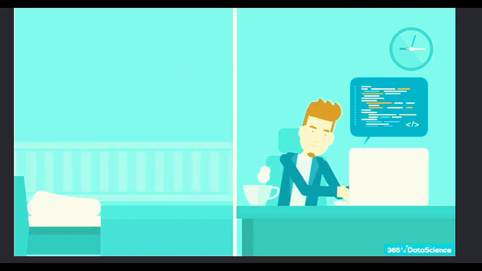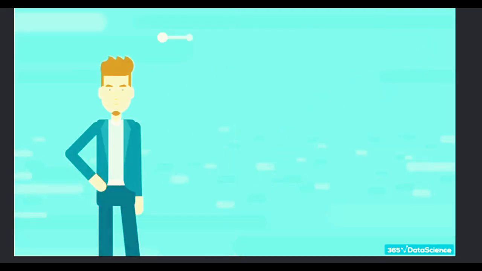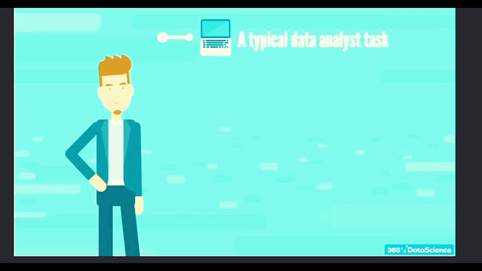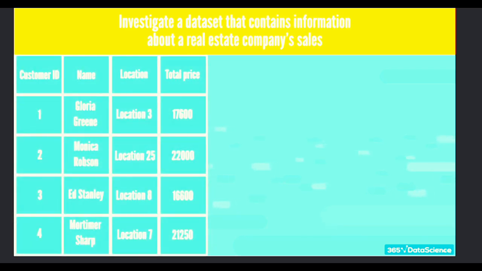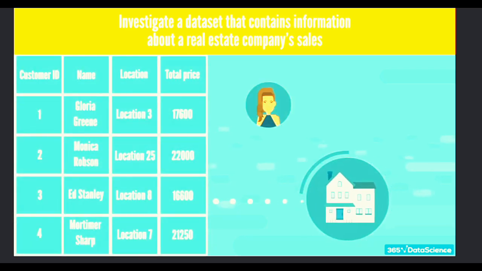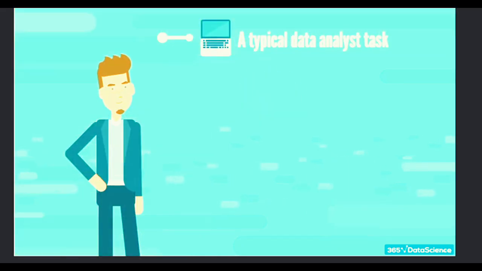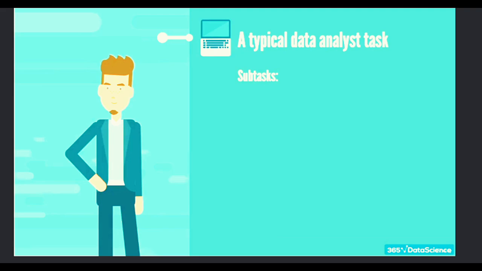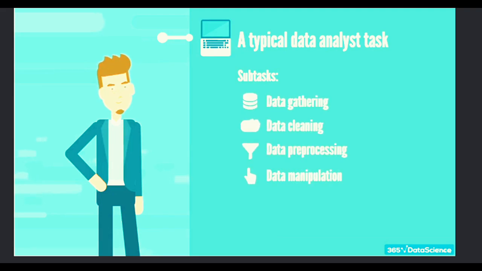In this first lesson, I'll be happy to give you a short overview of a typical data analyst task that also resonates with our course outline. Suppose you are assigned to investigate a dataset that contains information about a real estate company's sales. There's data about properties and the customers that have purchased some of these properties. As a data analyst, you will generally have several major subtasks: gather the data, clean the data, pre-process it, manipulate the data, create meaningful visualizations, and interpret the results.